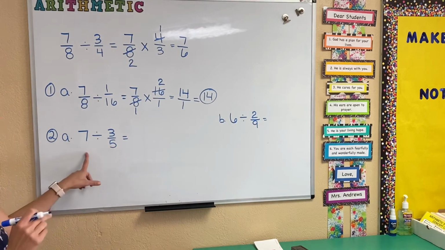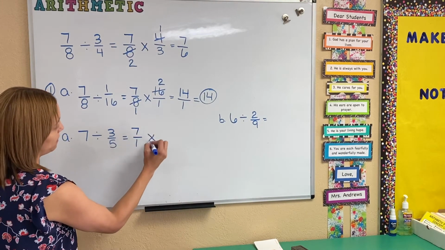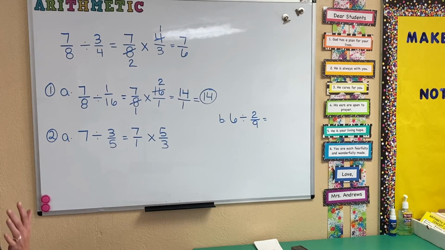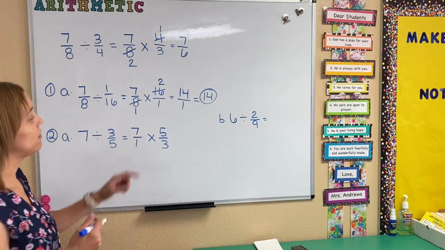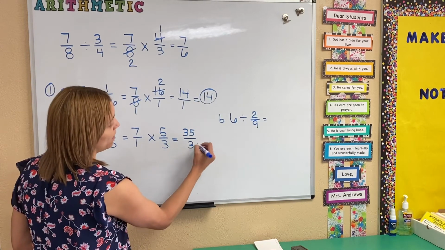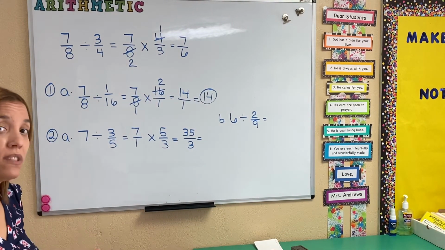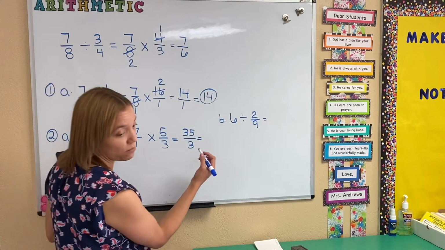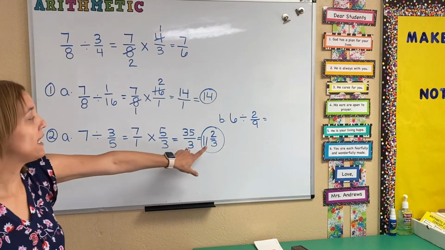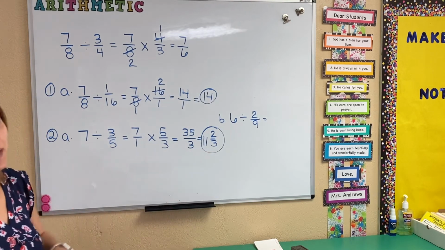On 2A, we have 7 divided by 3 over 5. So we have 7 over 1 times 5 over 3. Can we simplify anything here? No, we can't. So we just go ahead and straight multiply. 7 times 5 equals 35, and 1 times 3 equals 3. Our answer would be 35 over 3, and that we could simplify. When we simplify, we get a mixed fraction, and that would be 11 and 2/3. Okay, how did I get to this fraction? I divided 35 by 3, and that's how I got my mixed fraction.